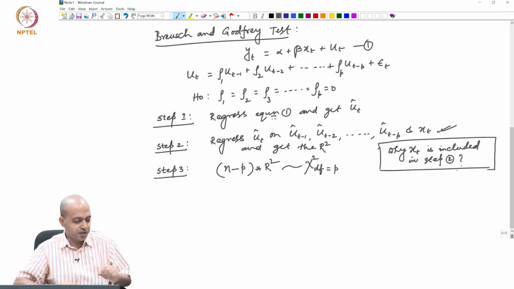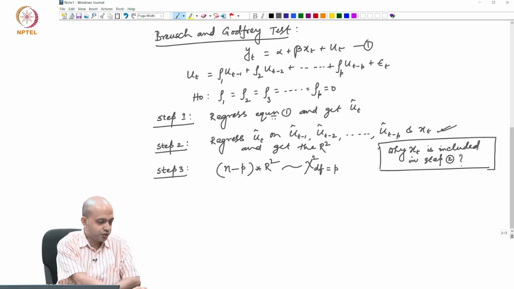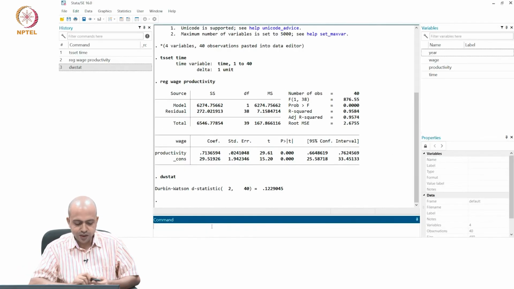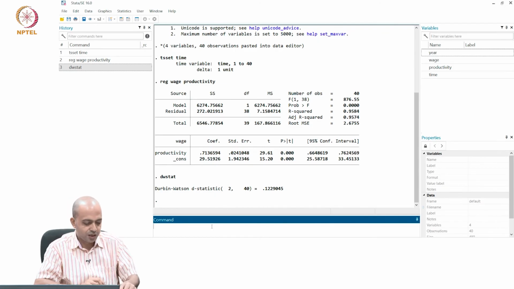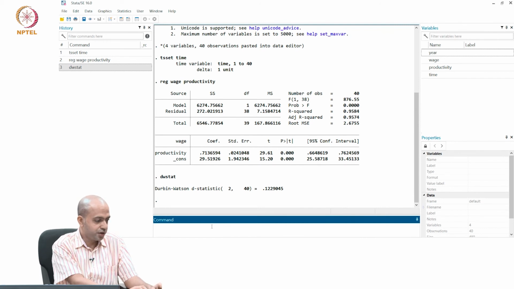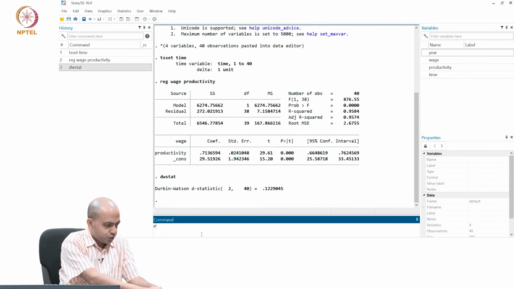Now, for this data, we will see whether, after specifying a sufficiently large number of lags, there is autocorrelation or not. So, we will implement the Breusch-Godfrey test using the same data set. Once again, I will write the main regression: reg wage productivity.